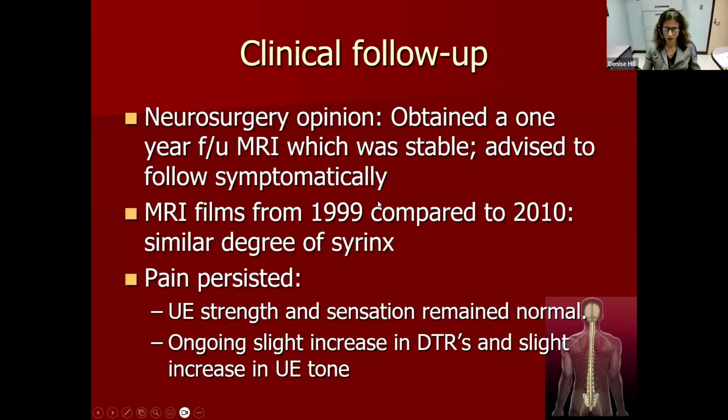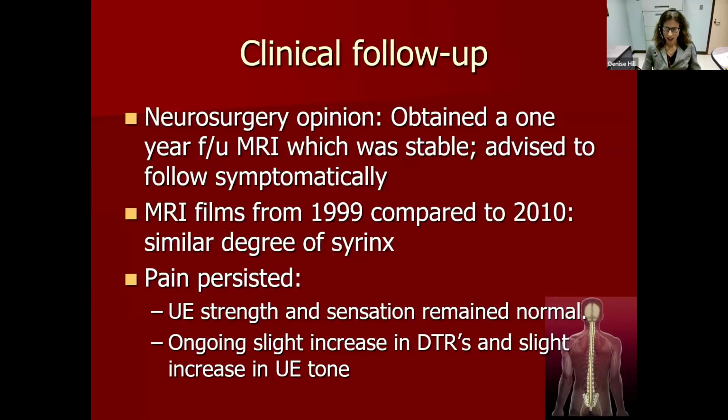So I did ask for neurosurgery to see her, and then they ordered an MRI within a year after the first one. And since that was stable and didn't show any deterioration, they just told me to follow her symptomatically. And then, in fact, at some point, she produced films that were done closer to the time of her surgery, and the syrinx had actually started way back then and hadn't really gotten worse. Unfortunately, her pain did persist, but her neurological exam of strength and sensation remained normal, with the ongoing increase in deep tendon reflexes and slight increase in upper extremity tone.